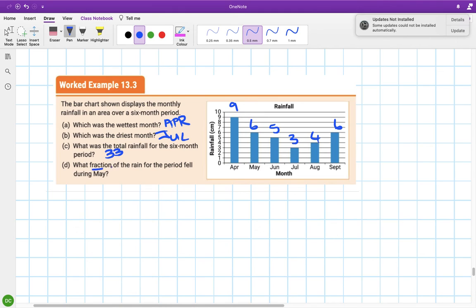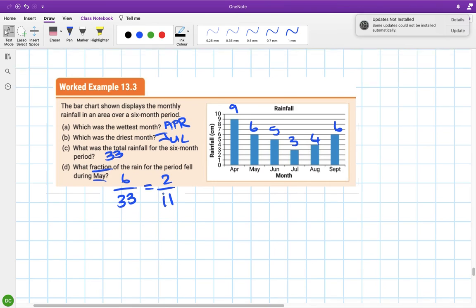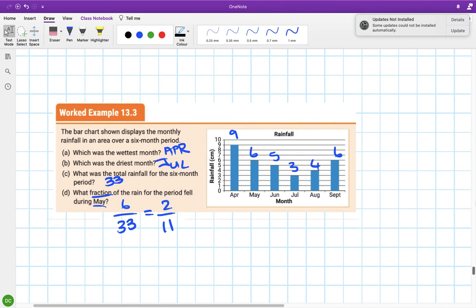And again, what fraction? So we don't need to do the percentage thing, just the fraction that fell in May. So May is 6 over 33, and that simplifies to 2 over 11. Okay, so when you're reading the bar chart, it's grand. It's normally just biggest bar, smallest bar, difference between the bars, something like that.